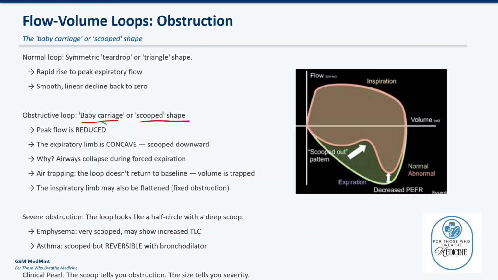The inspiratory limb may also be flattened if there is fixed obstruction. In severe obstruction, the loop looks like a half circle with a deep scoop. Emphysema produces a very scooped loop with increased total lung capacity. Asthma produces a scooped loop that normalizes after the bronchodilator. The main clinical pearl here is that the scoop tells you the obstruction, the size tells you the severity. A small and deeply scooped loop means this is COPD.